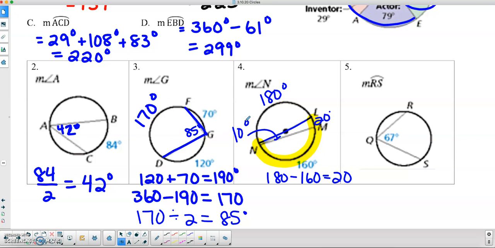Lastly, for the arc of RS, here they give us our inscribed angle, so I know that the arc is double. So 67 times 2 will give us 134 degrees. So I know the arc here of RS is going to be 134 degrees. So that wraps up inscribed and central angles. See you all soon.